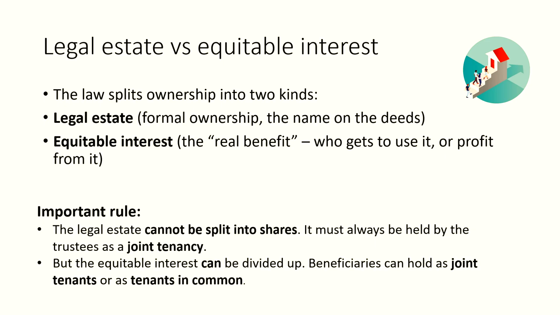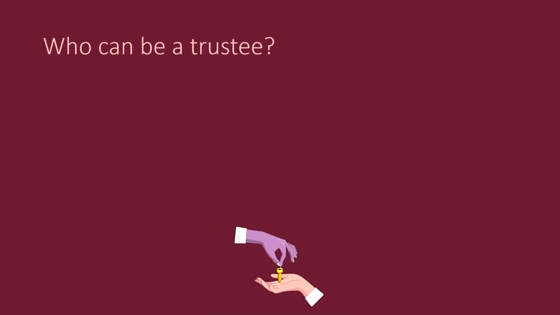The equitable interest, so the people who get to benefit from the property, that is something that can be divided up. So for the equitable interest, we always need to check whether this is being held as joint tenants or as tenants in common. We will have a look at what that actually means in more detail now.